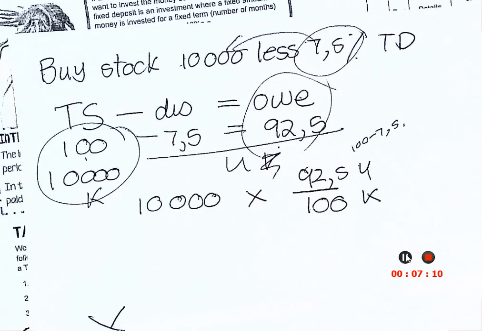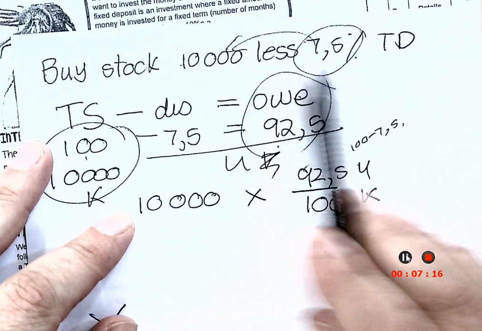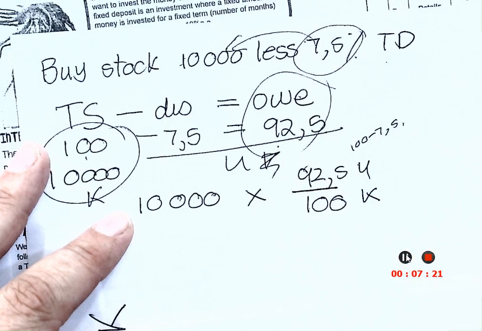I buy stock 10,000, less 7.5% trade discount. Okay. You guys with me?